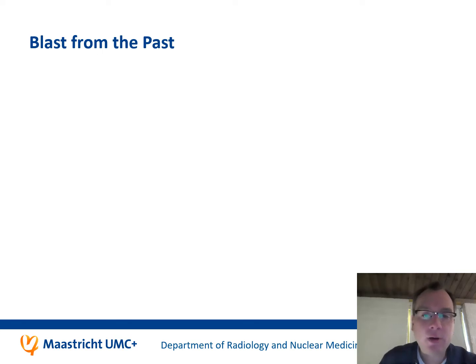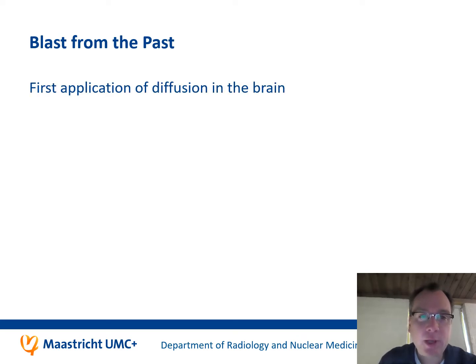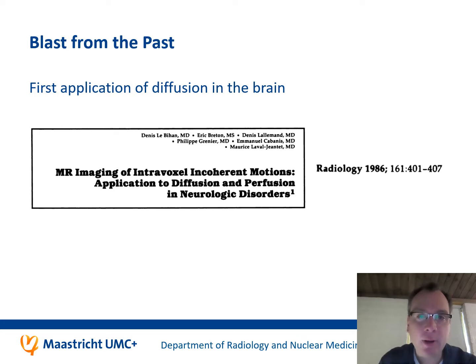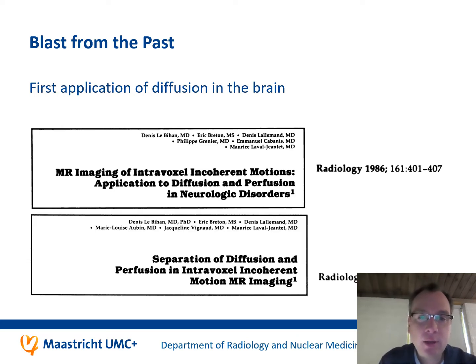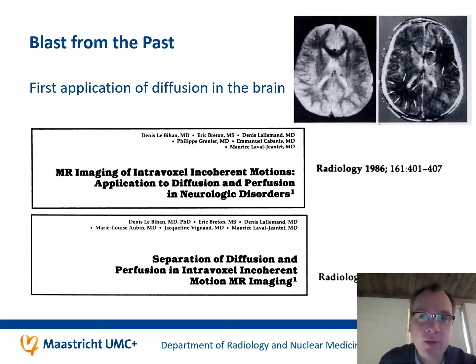So, in order to start, we travel back in time approximately 35 years ago. This was the first application of diffusion MRI in the brain. Denis Le Bihan published in two papers the concept of intravoxel incoherent motion MR imaging in 86 and 88 in radiology. And he actually also basically introduced diffusion MRI. And he showed some images.